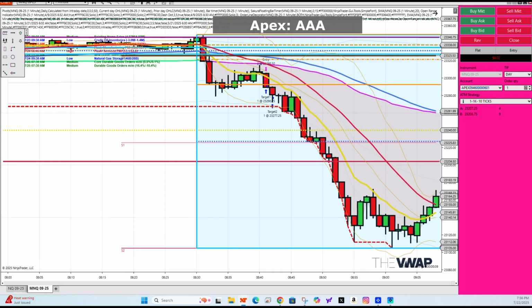But up here, I do have my 9 EMA, which is my gold line. And I have my 21 moving average, which is the red line. This pink line is the VWAP.